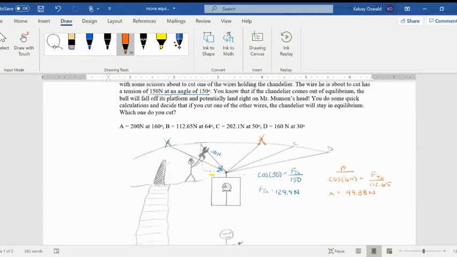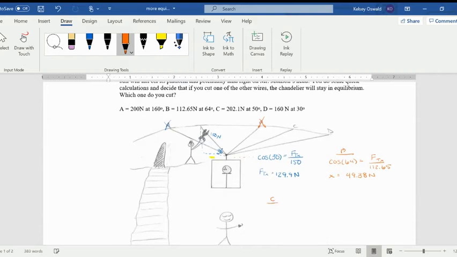So now let's go ahead and look at C. If we look at wire C, it tells us our force is 202.1 newtons at an angle of 50 degrees. So if we want to find the x component in C, do cosine of 50, which is equal to our adjacent, our x component, over our hypotenuse of 202.1. And we'll find that our x component here is also 129.9 newtons.